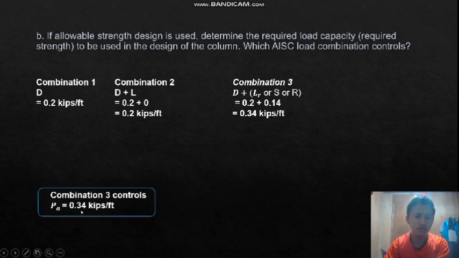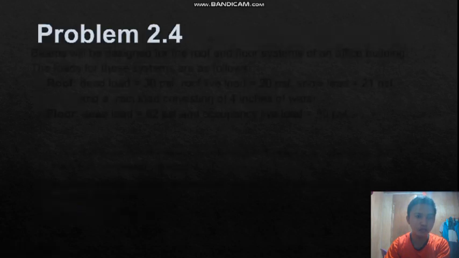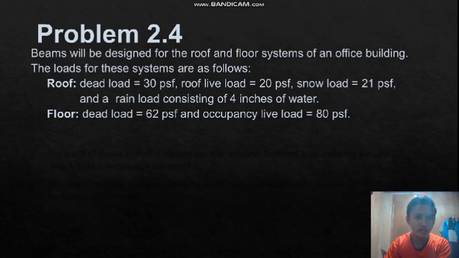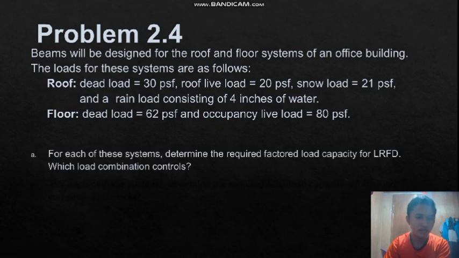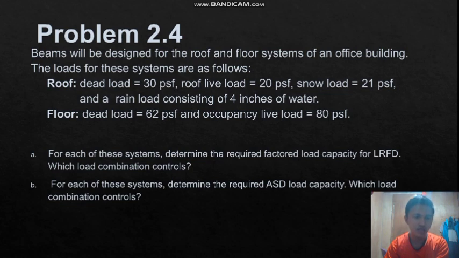So for the next problem, 2.4, beams will be designed for the roof and floor systems of an office building. The loads for these systems are as follows. Roof dead load is equal to 30 psf. Roof live load is equal to 20 psf, or pounds per square foot. Snow load is equal to 21 psf and a rain load consisting of 4 inches of water. Floor dead load is equal to 62 psf and occupancy live load is equal to 80 psf. So we have here sub-question A and sub-question B.